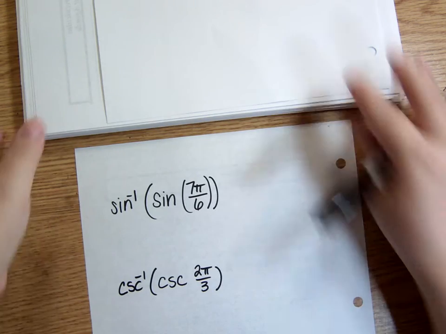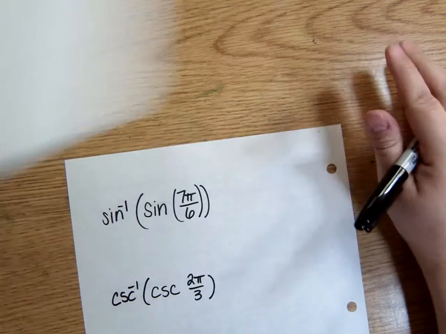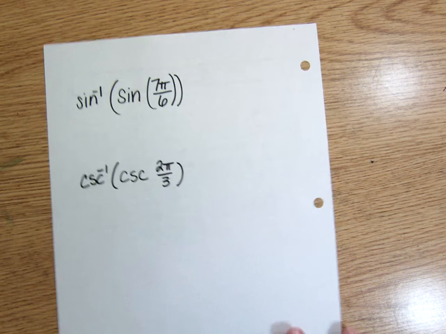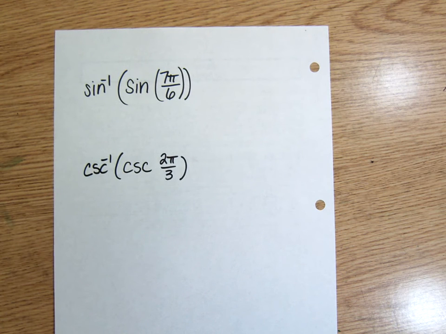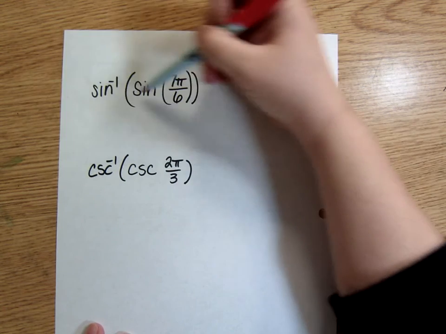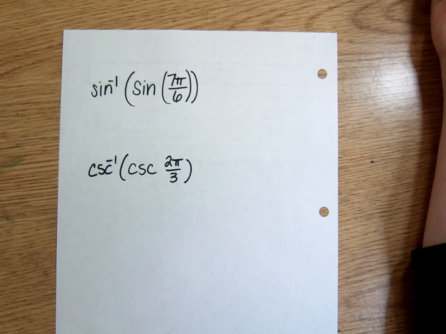Okay, a particular scenario I want to show you with this is sometimes you have something that at first glance you think, oh, I can just cancel those. Because if inverse sine means doing the opposite of sine, then why can't we just go ahead and get rid of all this and just cross them out and say, okay, that's 7 pi over 6.